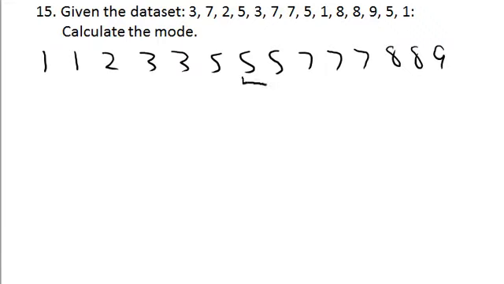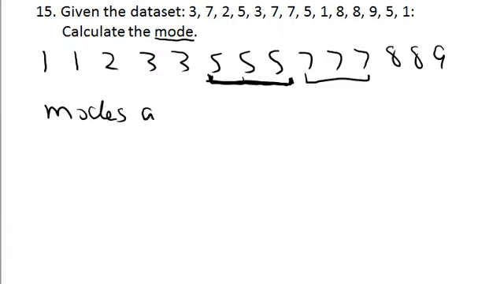But looking at them in this way, I can see that there are 3 5s and there are 3 7s. So there are two numbers that are equally frequent. Remember, the mode is the most frequent number, and there are two of them. So we would simply say that there are two modes. The modes are 5 and 7.